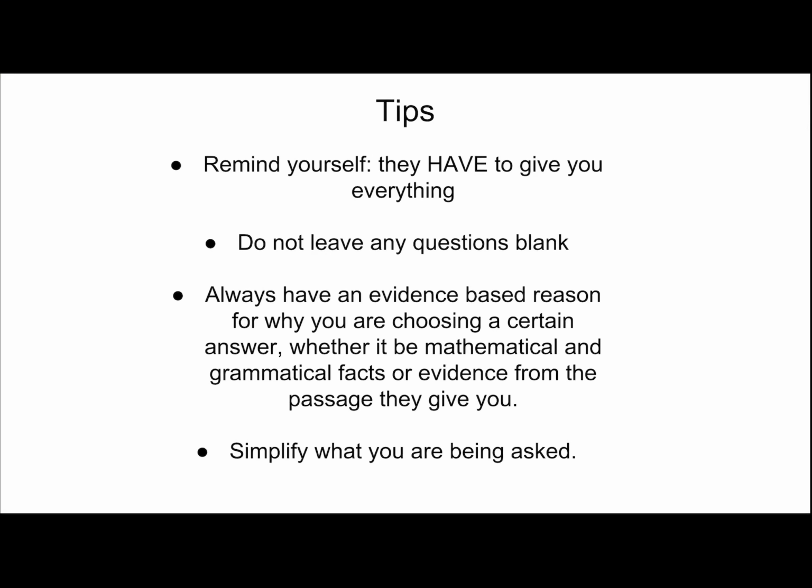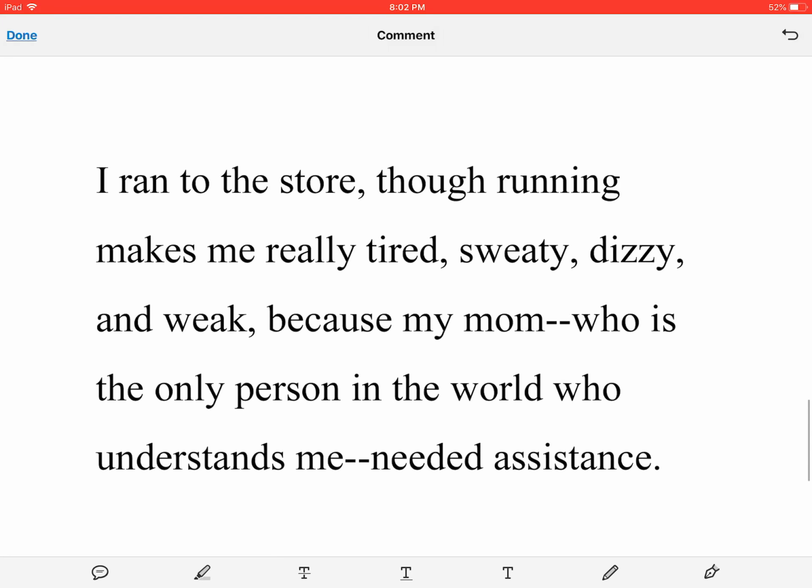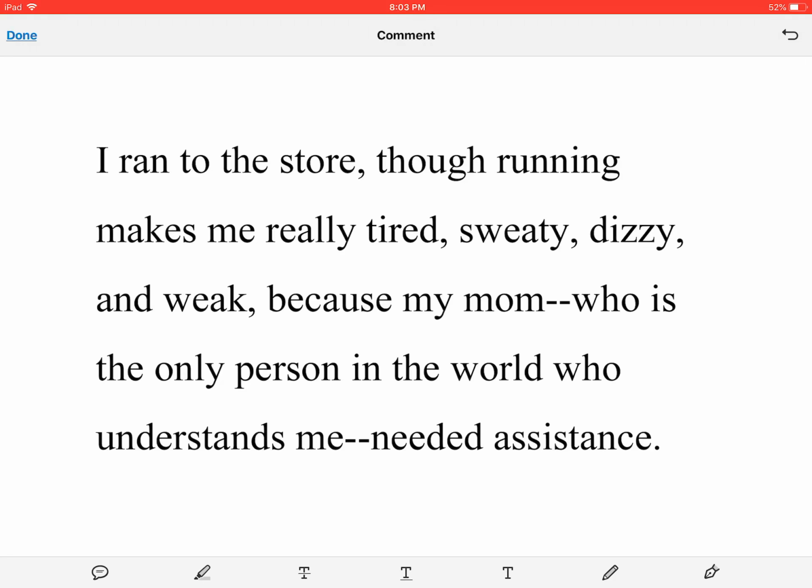And then lastly, simplify what you are being asked. It's often very difficult to understand questions and passages when you are in a time constraint. Sometimes they ask you a question on a passage maybe, and the part you have to read is really long, and then you kind of don't know what's happening. So here's what I think you should always do. You need to simplify what you are being asked.